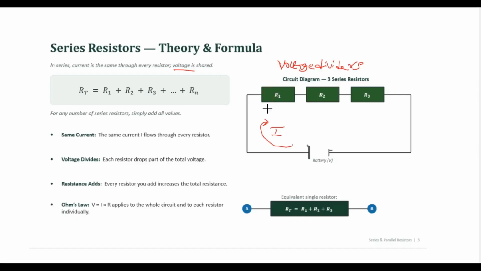Now, this current, when it gets here, we can apply Ohm's law. We can say that the voltage across the first resistor, V1, is equal to I multiplied by R1. For V2, we have I multiplied by R2. And for V3, I multiplied by R3. So the same current passes through them, but their voltages are going to be different. They are going to divide this voltage that is coming in. That's why they are called voltage dividers.